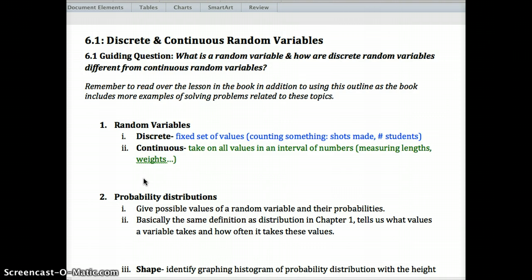A probability distribution. We've looked at a lot of probability. We've looked at some of these in the previous chapter. It gives all possible values of a random variable and their probabilities. It's kind of the same deal that we looked at in the last chapter and in chapter 1: how often a variable takes on certain values, or the likelihood that it'll take on certain values in the long run. So we'll have values and the probability that they occur. And we can use that to get an expected value, or the average, you could think of, of our probability distribution.